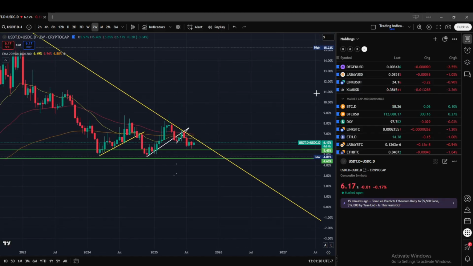And so I'm going to be covering some Bitcoin dominance, some Bitcoin, the Bitcoin chart, just looking at it, and then looking at stablecoin dominance. That's what this chart is right here.